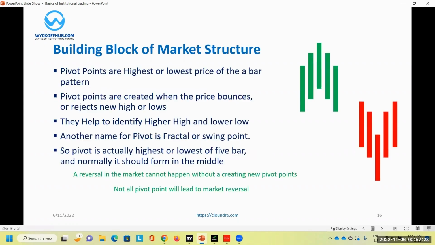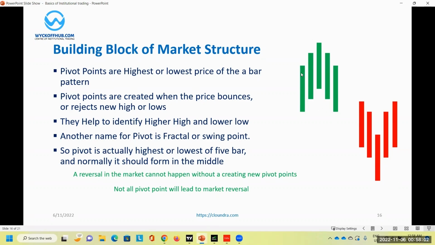The building blocks of the market structure. Pivot points are the highest and the lowest prices of a bar pattern. This bar pattern normally consists of 5 bars, where each bar's highs and lows make higher highs and lower highs. But I consider a pivot point with only 3 candles. So this is the high, higher high, and lower high. For me, this is the pivot high. And the same thing, this is a low, lower low, and higher low. This is a pivot low for me. I consider this a swing high, and I consider this a swing low.